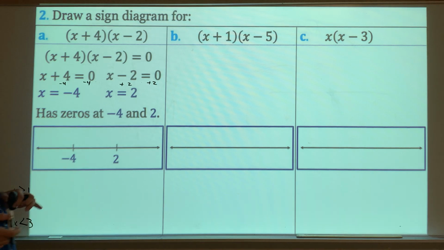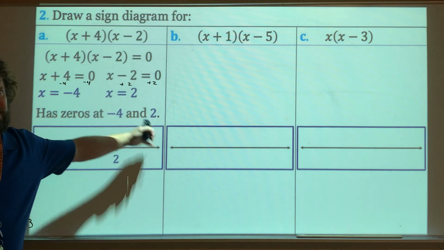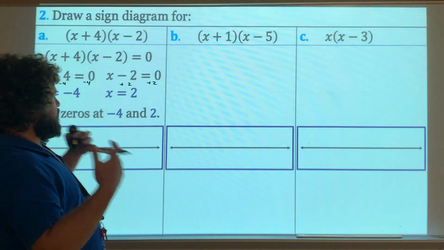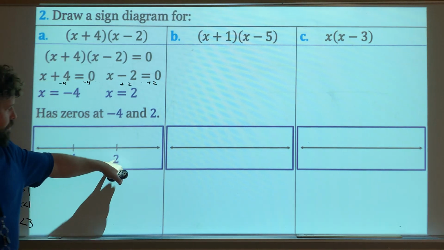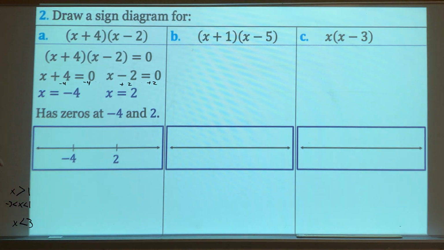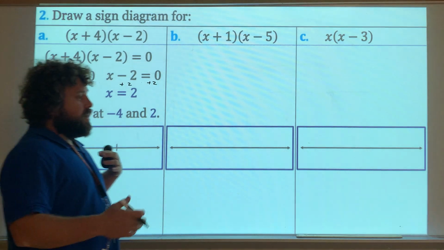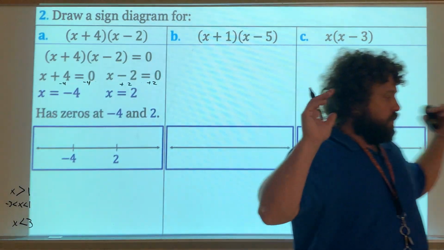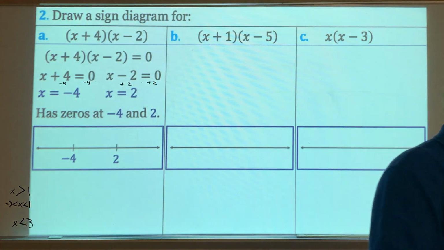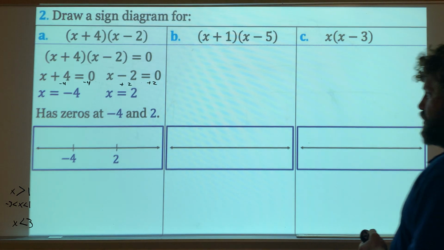-4 and 2 are my zeros. You don't have to write "zeros" every single time. This is just so you guys can see. So you have a 0 at -4, and you have a 0 at 2. So now since you did this, what you have to do next is pick numbers greater than 2, less than -4, and between -4 and 2.